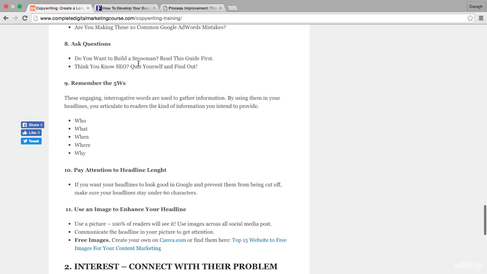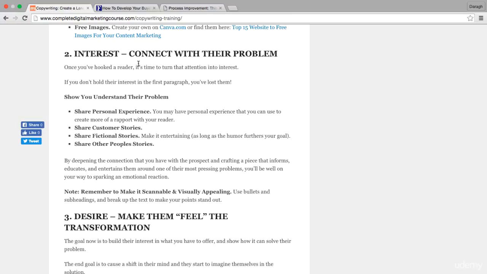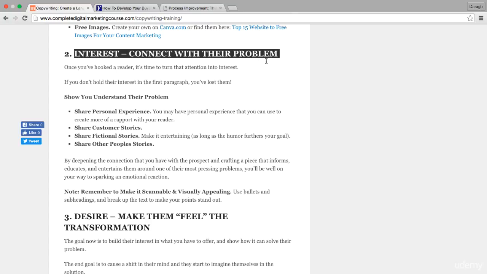And I think a great way to think about these next two steps is to look at them like this. I think what I was confused about before was, what's the difference between interest and desire? Where does interest start and desire stop? I think an easy way to think about this is, first, you've got to really connect with the problem. If you want to get their interest, the first thing that you have to do is really connect with their problem. Show that you understand their problem so that they know that what you're even talking about is relevant to them. So that's how you really get their interest.